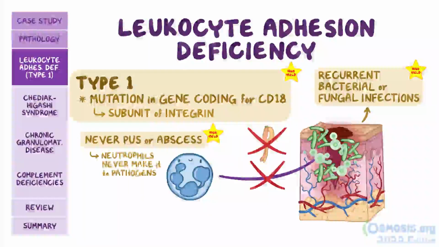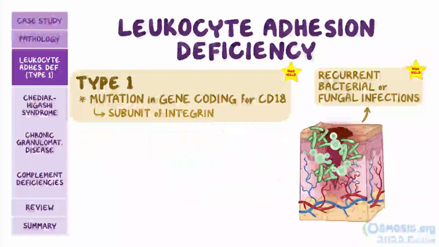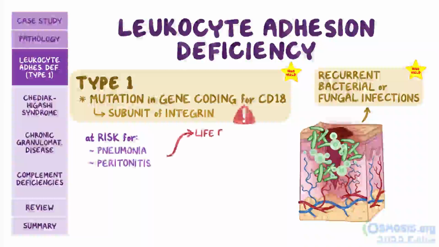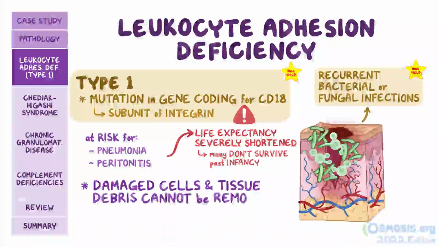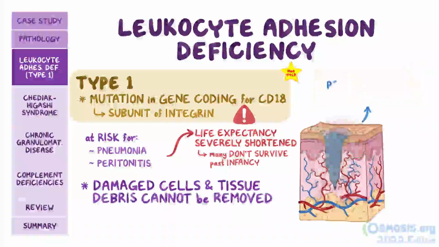A high-yield fact is that there's never pus or abscess formation since the neutrophils never make it to the pathogens. Another important thing to keep in mind for your exams is that these patients are also at risk for much more serious infections, such as pneumonia or peritonitis. Unfortunately, because of this, life expectancy can be severely shortened, and many babies don't survive past infancy. At the same time, without the help of phagocytes, damaged cells and tissue debris cannot be removed. As a consequence, wounds are slow to heal, leading to poorly formed, thin, and bluish scars.